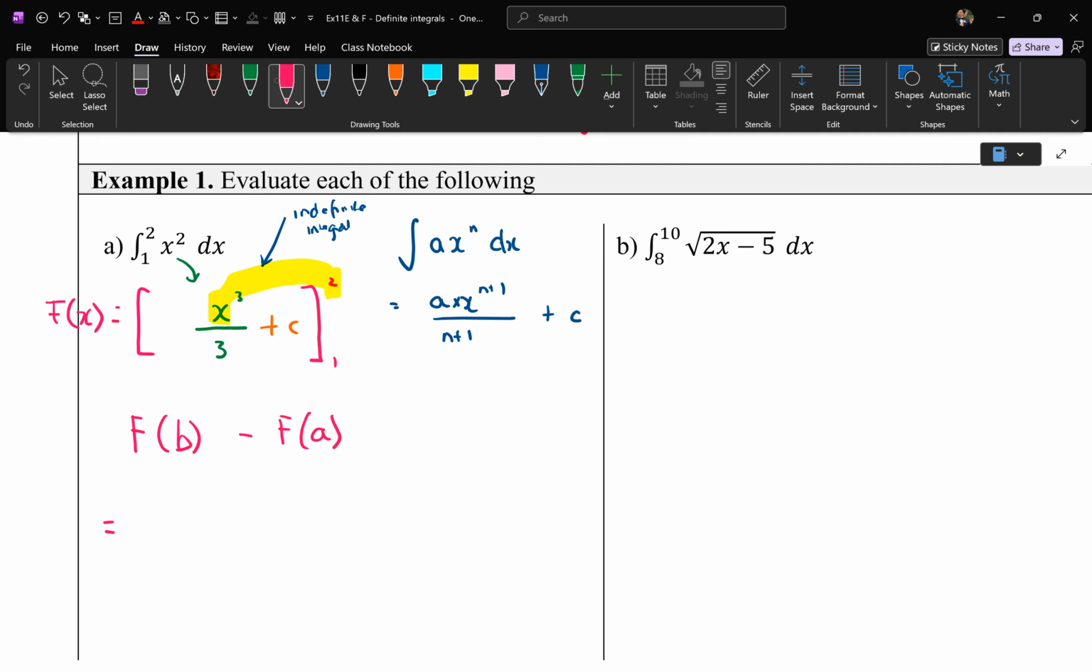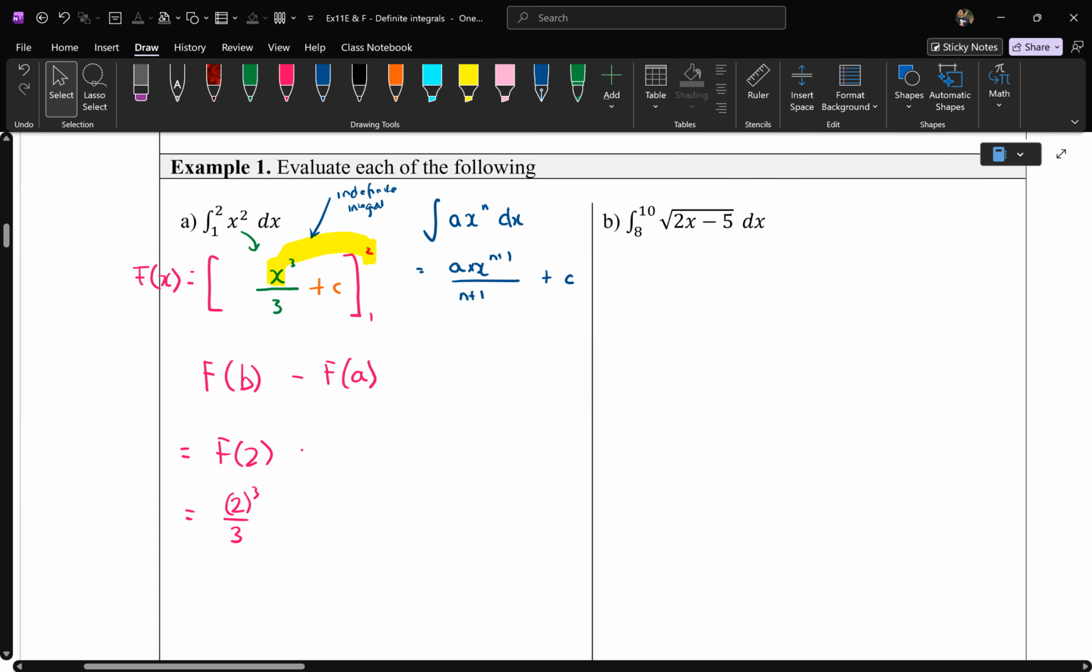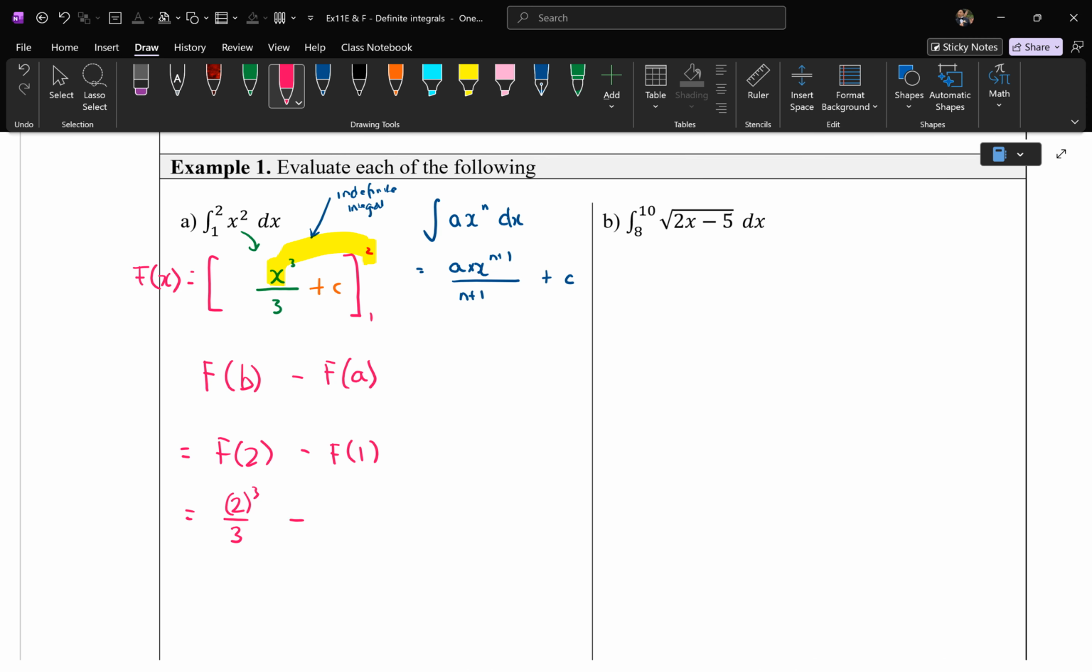And I will get now f of 2, which is the same thing as saying 2 cubed over 3, minus f of 1, because that's my lower interval, so minus 1 cubed on 3.